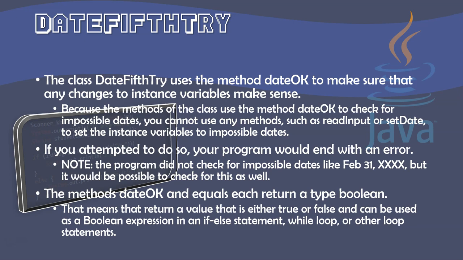Now, the methods dateOK and equals, you'll notice, both return type boolean. That means that they're going to return a value that's either true or false, and therefore you can use it as a Boolean expression, or you can use it in an if-else statement, a while loop, or any other kind of loop expression that's going to require you to use that.